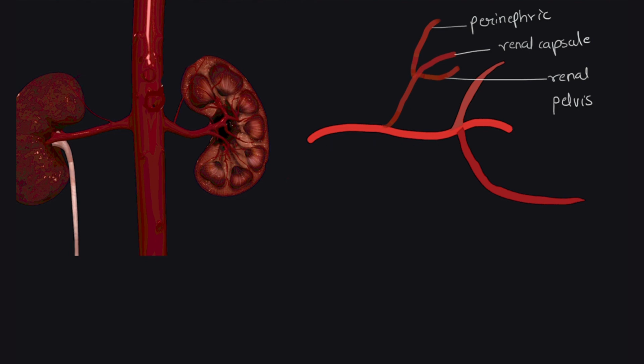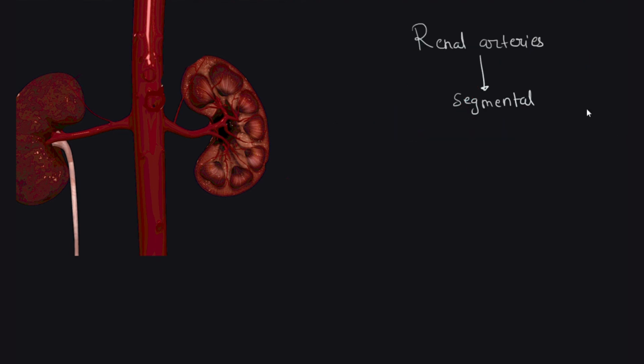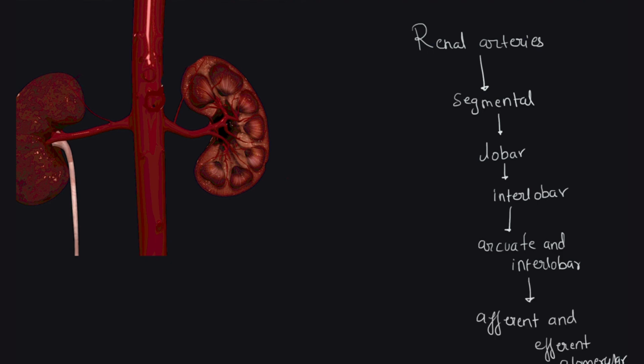The renal artery follows a very unique pattern. Basically, the renal artery first forms the segmental artery. Then the segmental artery forms the lobar artery. The lobar forms the interlobar, which forms the arcuate, which lastly differentiates into the afferent and the efferent glomerular arteries.